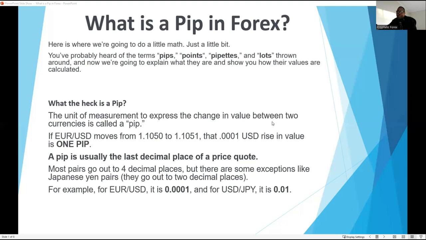A pip is usually the last decimal place of the price quotation. Most pairs go up to 4 decimal places, but there are some exceptions, like the Japanese yen, which goes up to only 2 decimal places. If you've been in this trading game, you know what I'm talking about. If not, don't worry, we are plugging you in and laying the foundation for you on this channel. For example, the EUR/USD pip is 0.0001, or for the USD/JPY, that is 0.01. So those are the decimals, or rather the pips, that you can see.